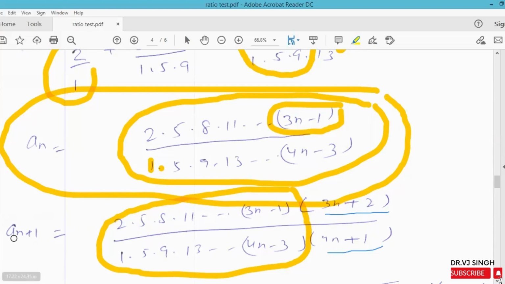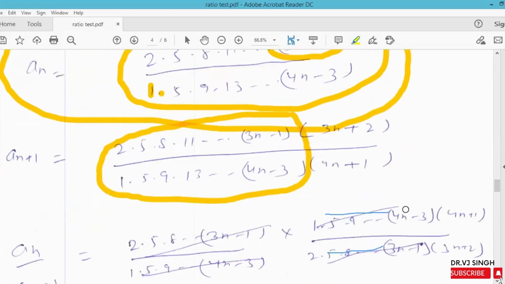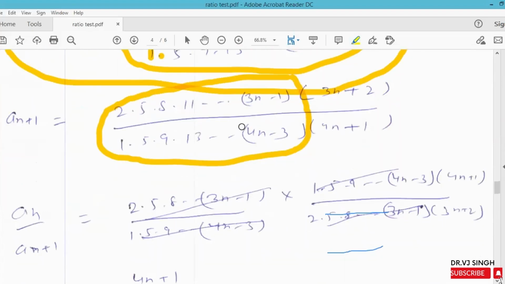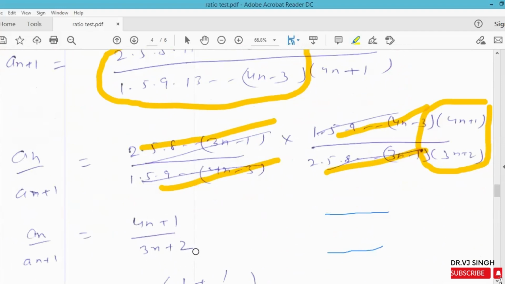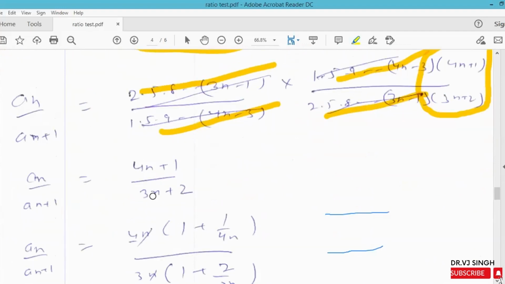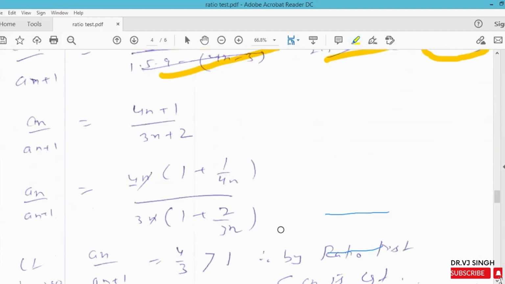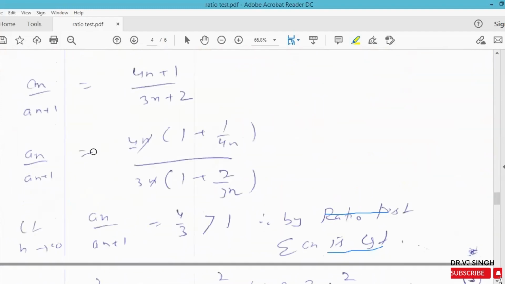So now if we divide this, we write an बटा a(n plus 1), all these cancel out and reverse होगा इसको. So first write an, multiply by this reversed बटा this, so this is cancelled with this. Always these terms are cancelled, only this term is left: 4n plus 1 बटा 3n plus 2. Now take 4n common from here, 3n common from here, 4 बटा 3, n is cancelled out. When n goes to infinity, this becomes 0, this becomes 0. So we are left with 4 by 3.